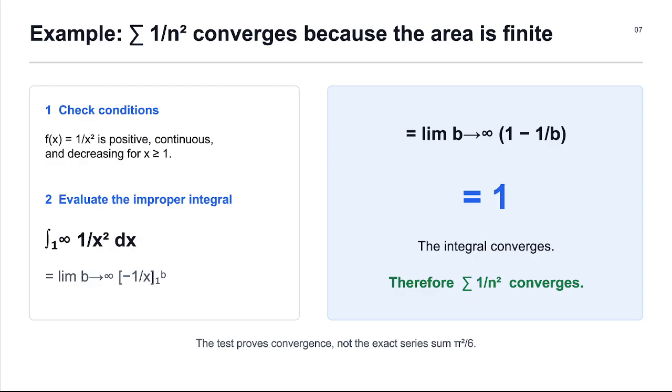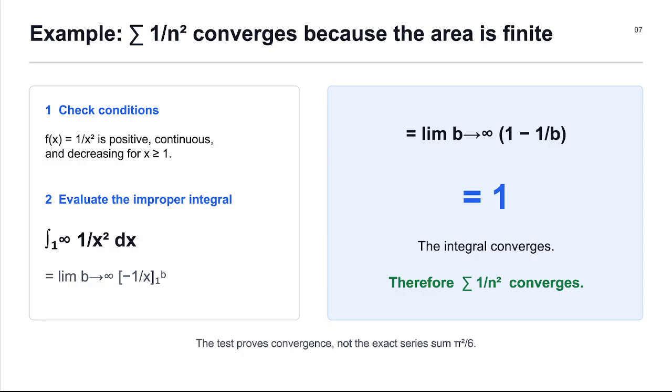The antiderivative of x to the negative second power is negative 1 over x. After evaluating the antiderivative, we obtain 1 minus 1 over p. As p approaches infinity, 1 over p approaches 0. Therefore, the improper integral equals 1. Because the improper integral converges, the series also converges by the integral test.